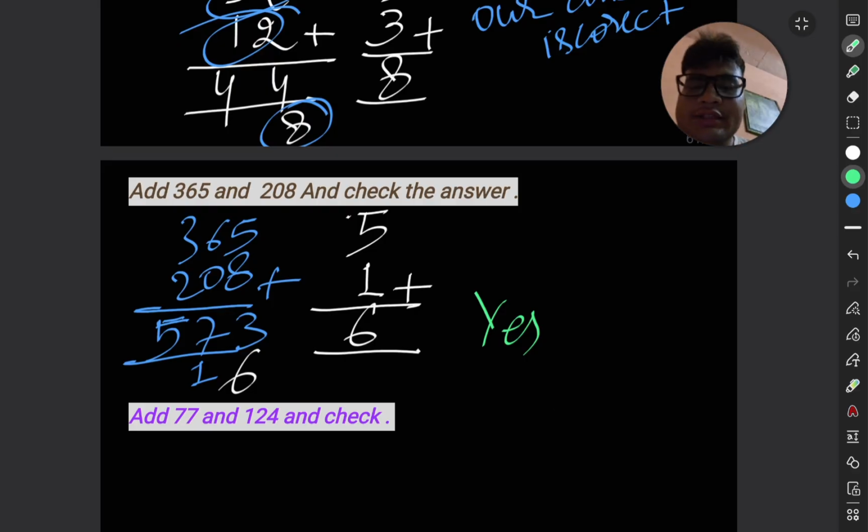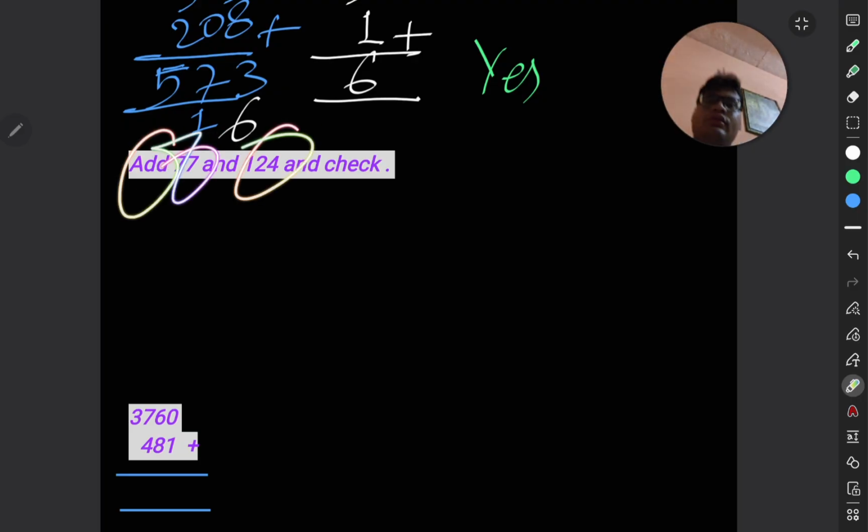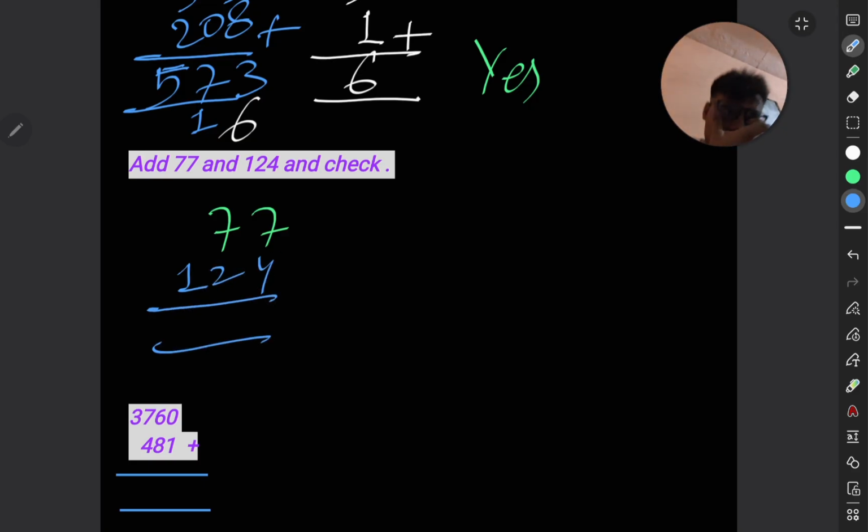Here is the example: add 77 and 124 and check. Yes, we have to add 77 and 124. We have to add these two numbers. So what will we do? Here is 7 and 4. So we will add this.